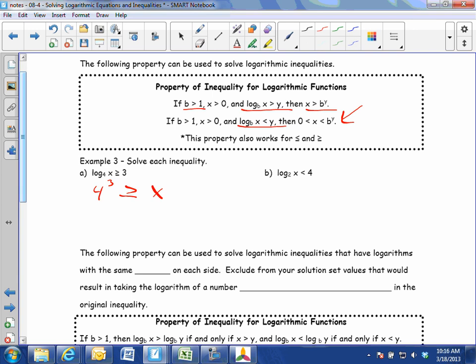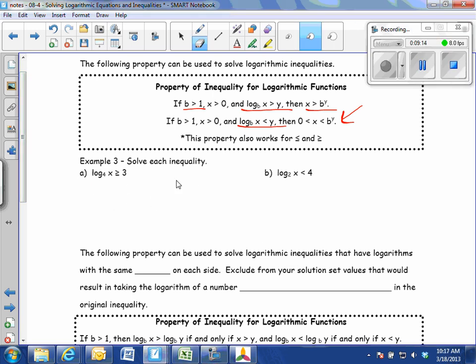Oh wait, no. Go backwards. The x comes first. Why does it matter that the x comes first? Because otherwise, if we put it backwards, then our sign is flipped.